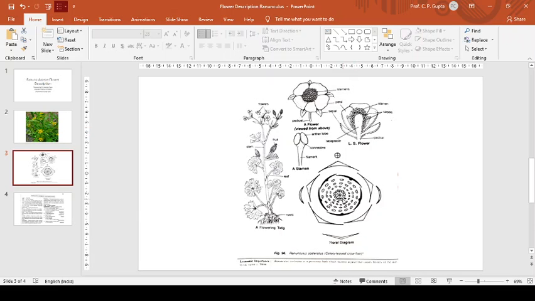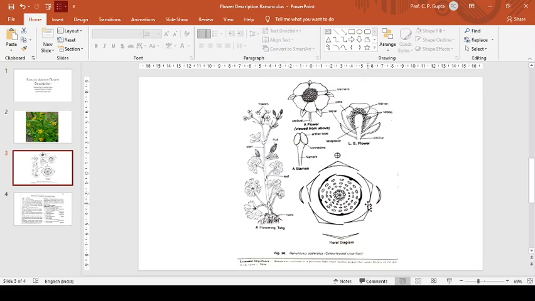Androecium: stamens numerous. You can see here they are numerous, spirally arranged over the receptacle. This is the receptacle. This is the LS of flower. This is the receptacle and they are arranged spirally over the receptacle. Polyandrous, filaments long and yellow. Anthers long, basifixed, dithecous, and extrorse, facing towards the petals. This is the nectary. Greenish nectary.